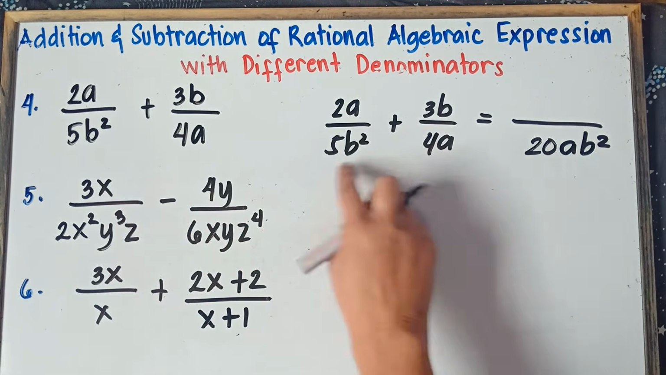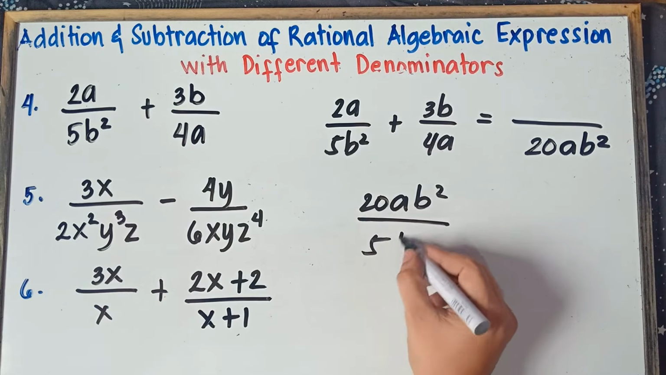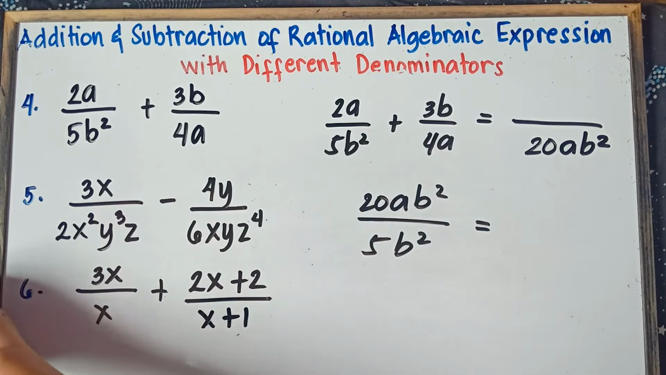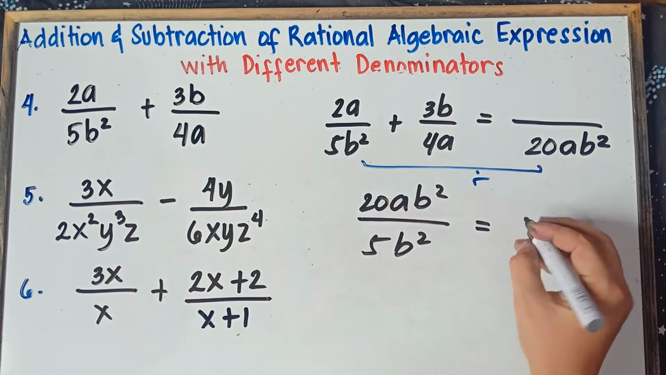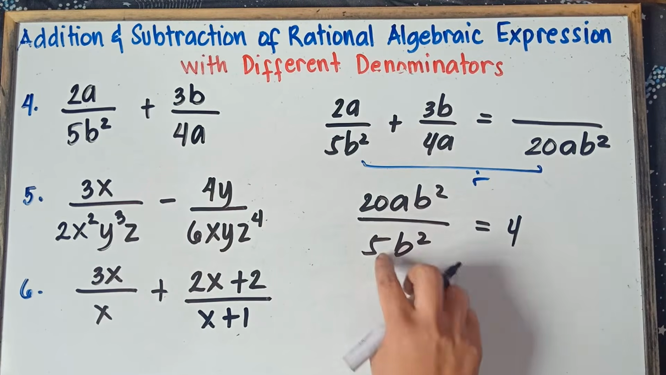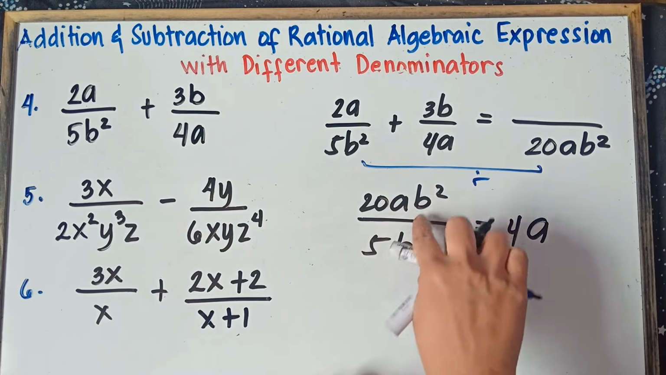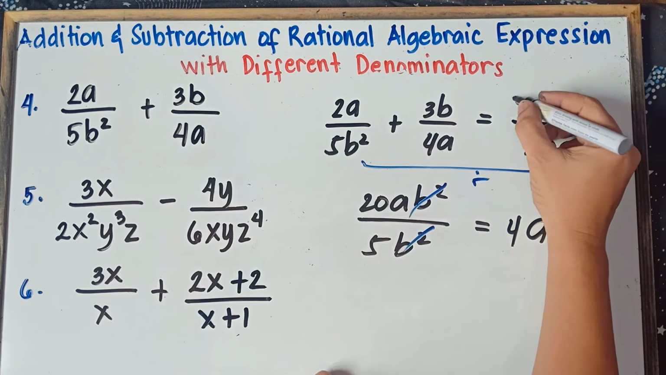Alright, and then simply divide this one, 20ab squared, divide by 5b squared. So once again, simply divide. 20 divided by 5 is 4. And then simply copy a. And then b squared divided by b squared, same letter and same exponent, simply cancel this out. So therefore, there would be 4a.